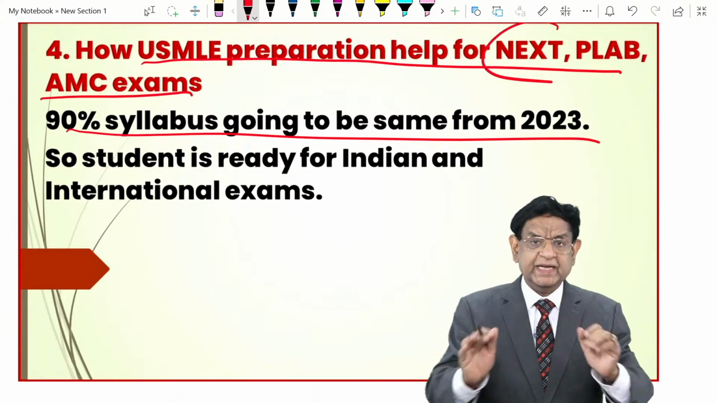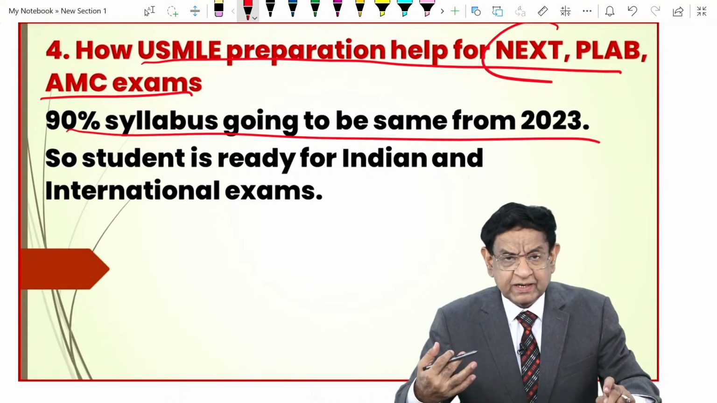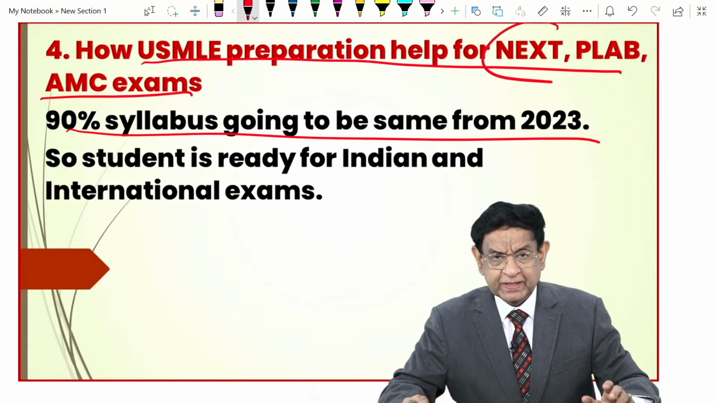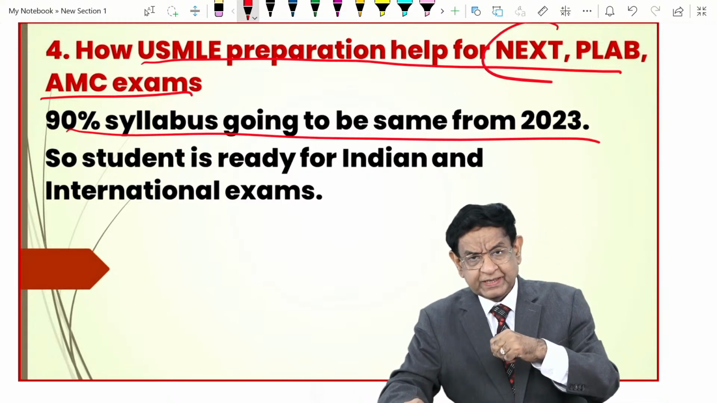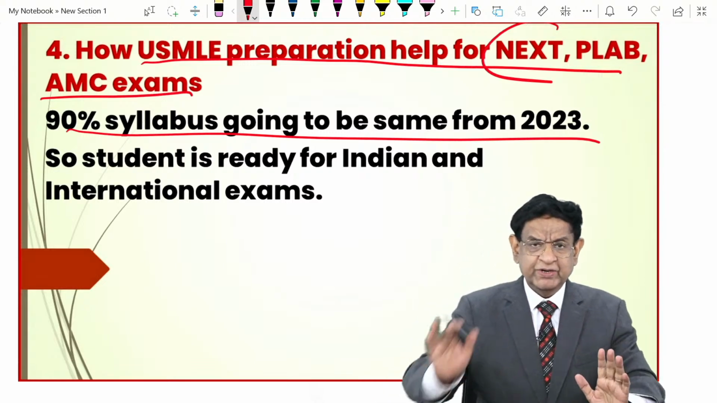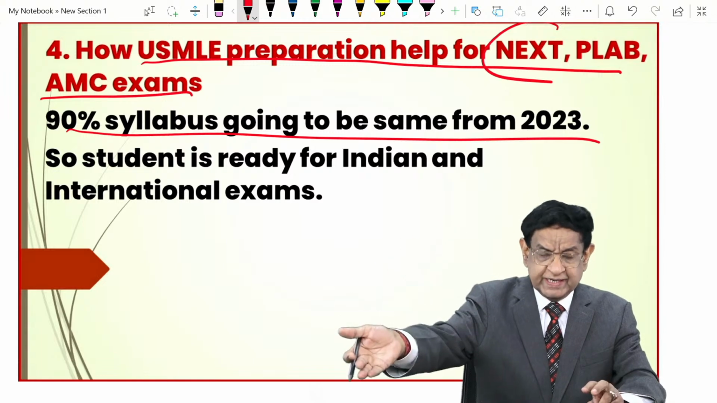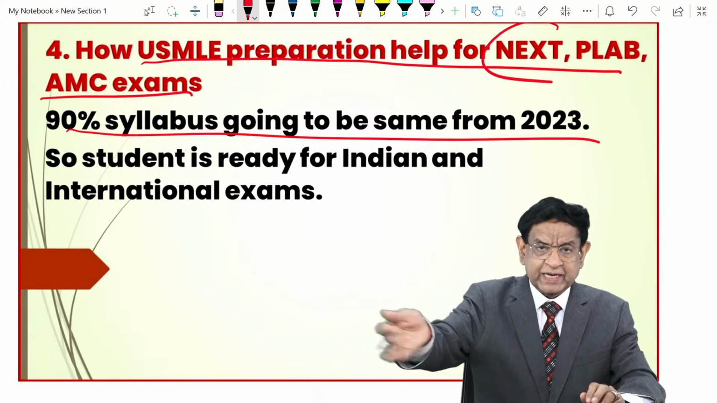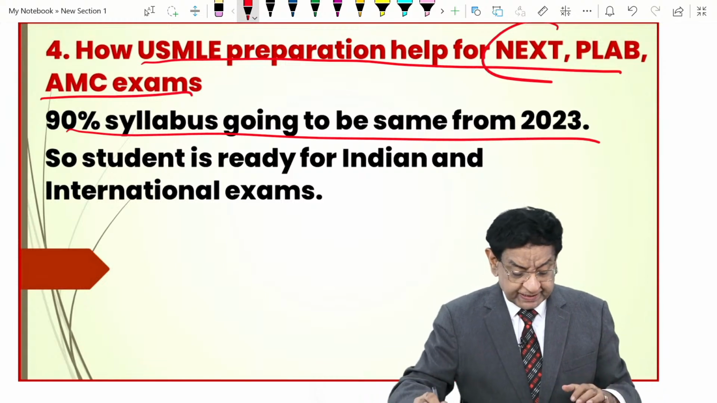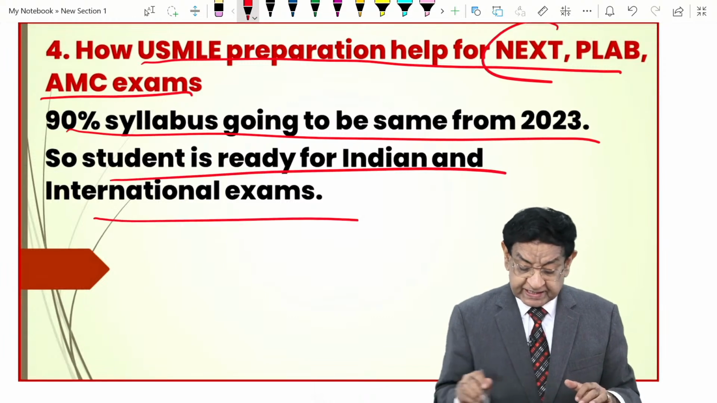I teach a concept. Maybe I have taught you the entire urinary bladder or cerebellum or any topic. I teach A to Z, including anatomy, physio, patho, pharma, whatever. Once you have seen the topic, then you do MCQs of that topic from Indian PG questions, anatomy, physio. That means your one topic is finished. So it is going to help you in your NEET exam also. So students, we make you ready for Indian as well as international exams.